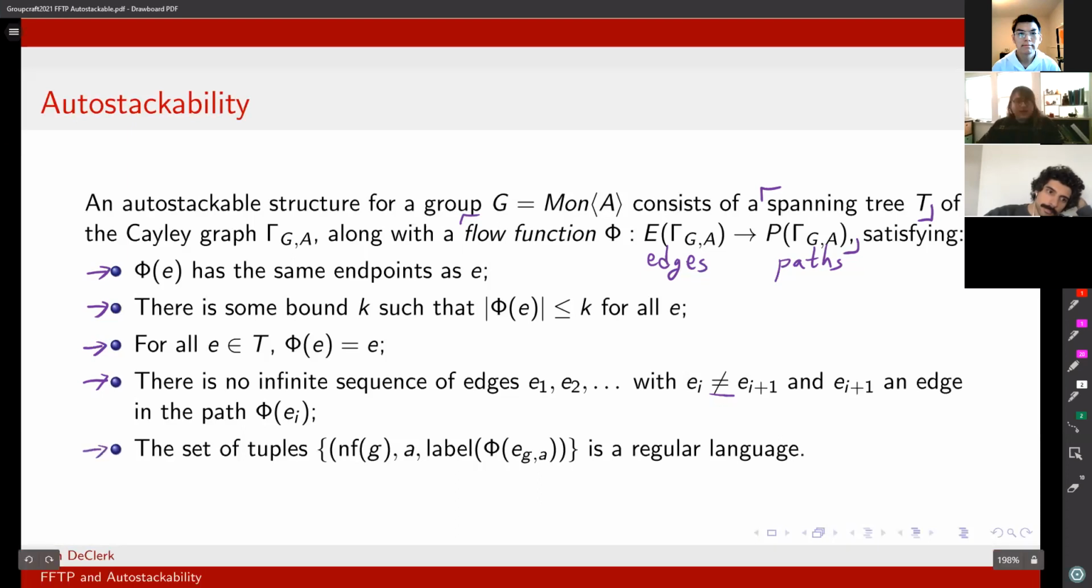And then fifth is a language theoretic condition. So the set of triples, normal form of an element, followed by a letter, followed by the label of the path phi of E is going to be a regular language.